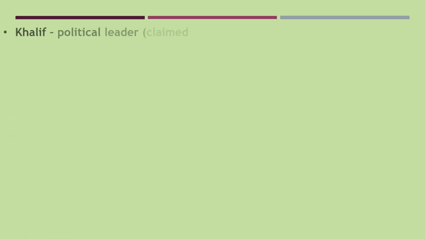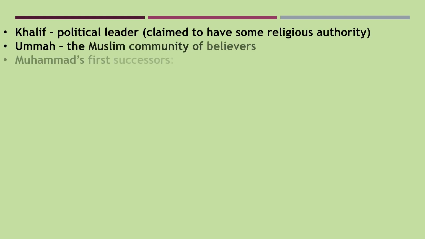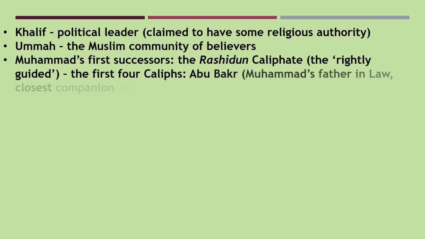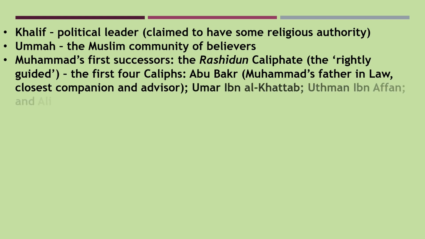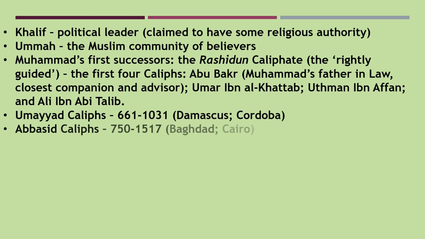Muhammad's successors were neither considered nor called prophets, but caliphs. A caliph is a political leader with some religious authority. The Muslim community of believers is called the Ummah, or the nation of believers. Muhammad's first successors, the first four, who are considered the rightly guided or the Rashidun because they were closest to Muhammad's life, were Abu Bakr, who was Muhammad's father-in-law and his closest companion and advisor, and then Umar, Uthman, and Ali. The Islamic caliphates evolved as dynasties.